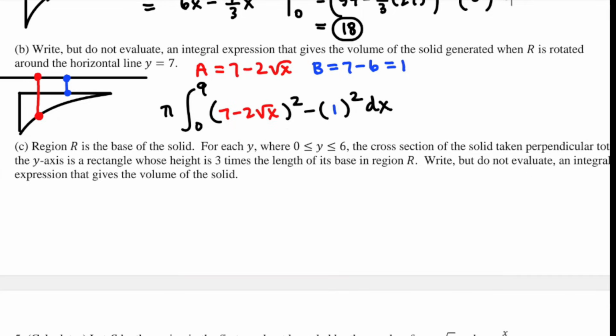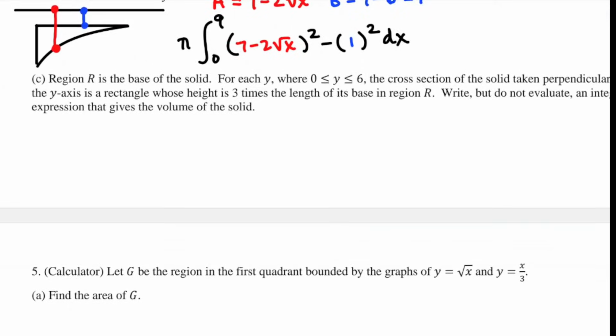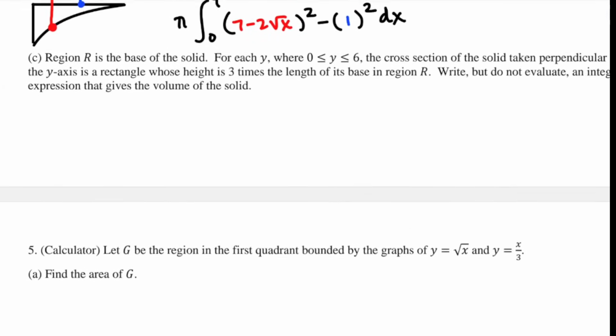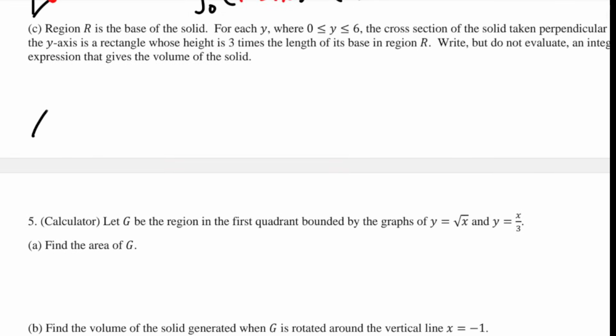Okay. Then, region R is the base of a solid. For each y, where y is between 0 and 6, the cross-section of the solid taken perpendicular to the y-axis is a rectangle whose height is 3 times the length of its base. All right. Probably should have started with the horizontal line. That one tended to look a little better.